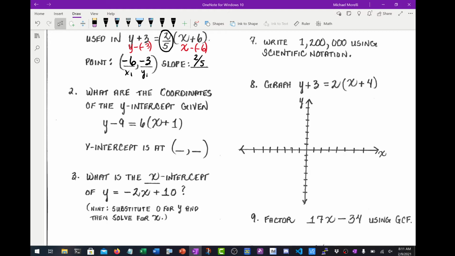Number 2. What are the coordinates of the y-intercept given a line equation in point slope form? All you really have to do is distribute the 6, and then you'll have 6x plus 6, y minus 9, and then you just have to add 9 to both sides. So your final answer will be y equals 6x, and then 6 plus 9 is 15, so plus 15. This is the y-intercept, since this is now written in the form y equals mx plus b. And so if b is 15, the y-intercept is 15. The y-intercept is located at 0, 15.